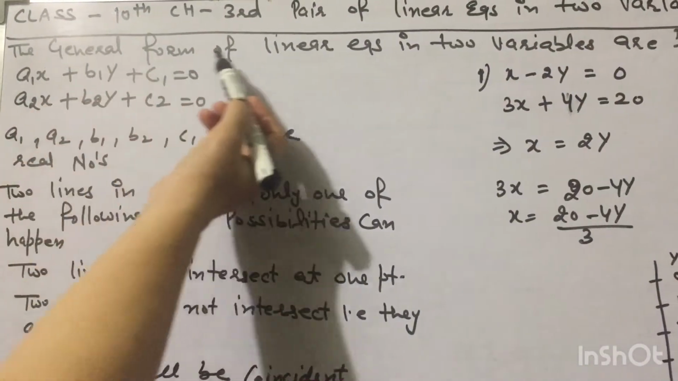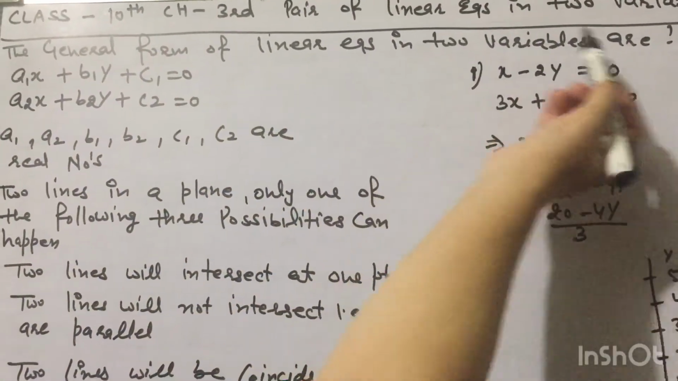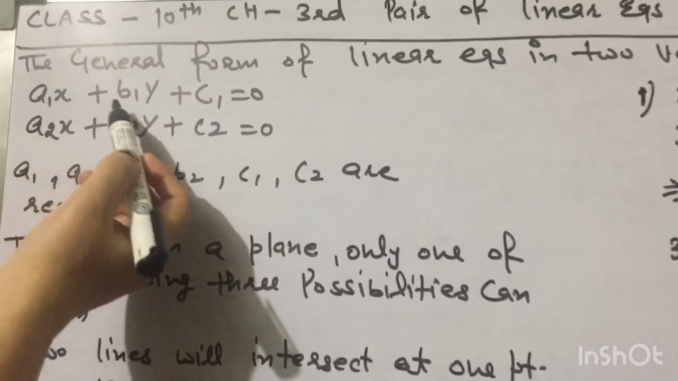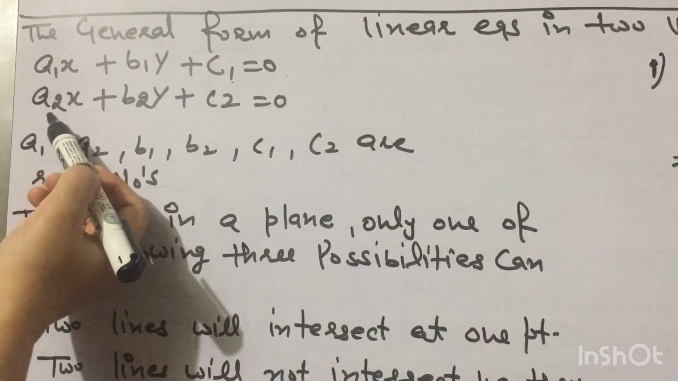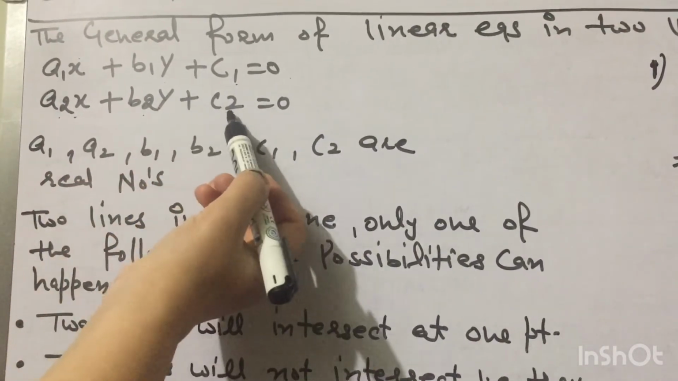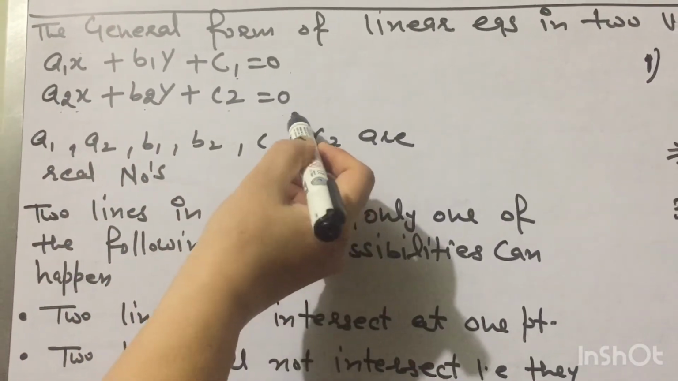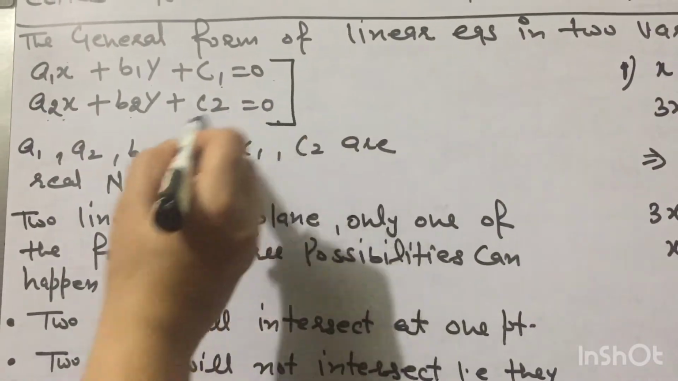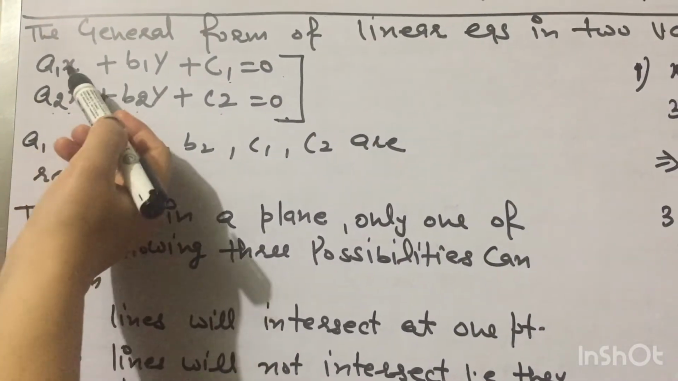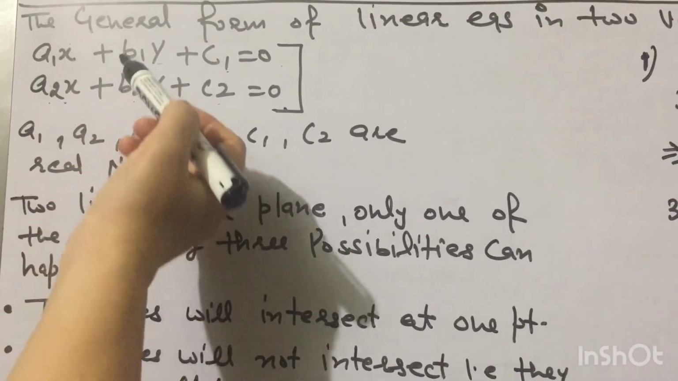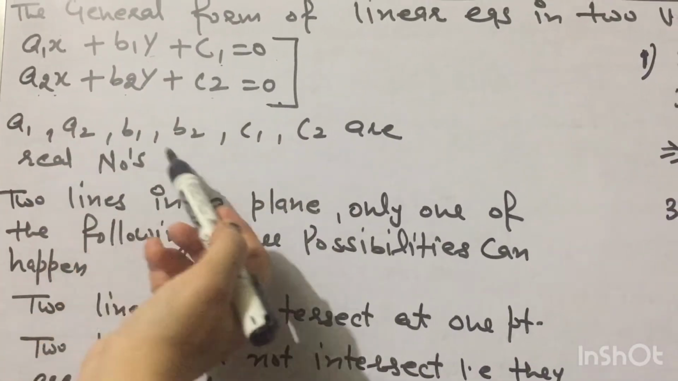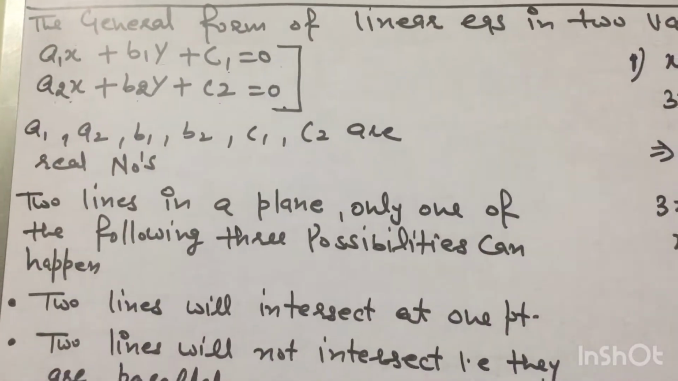The general form of linear equations in two variables is a1x plus b1y plus c1 equal to 0, and another, a2x plus b2y plus c2 equal to 0. These are the general form of linear equations in two variables. x, y are variables here, and a1, a2, b1, b2, c1, c2 are real numbers.